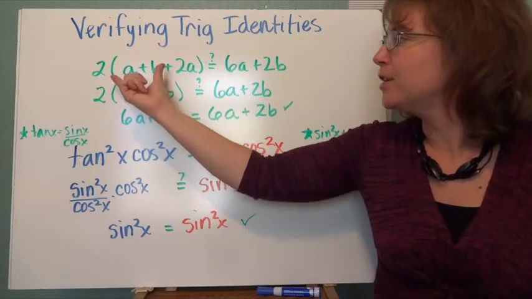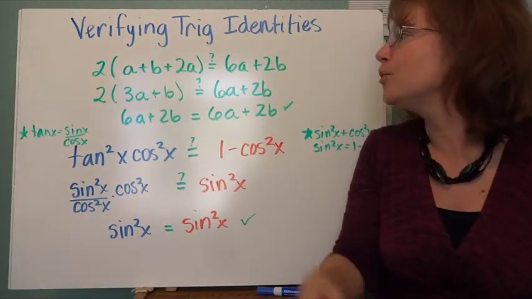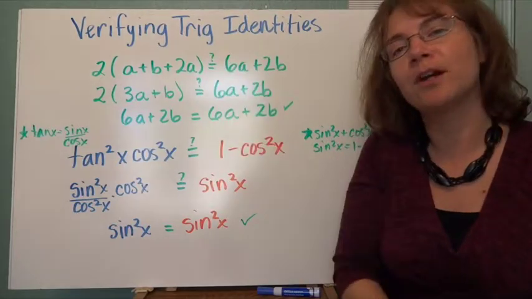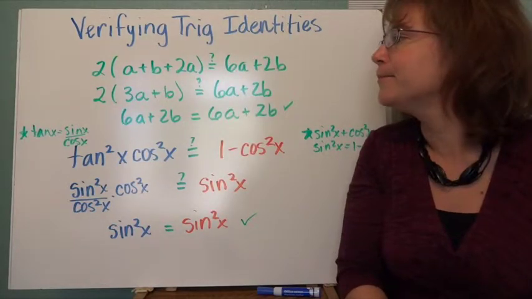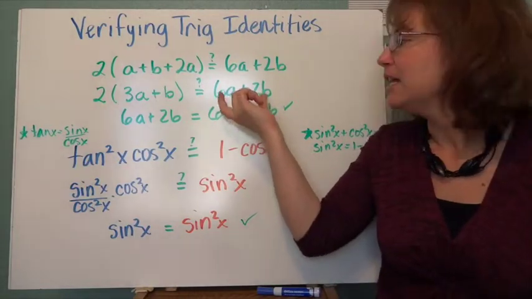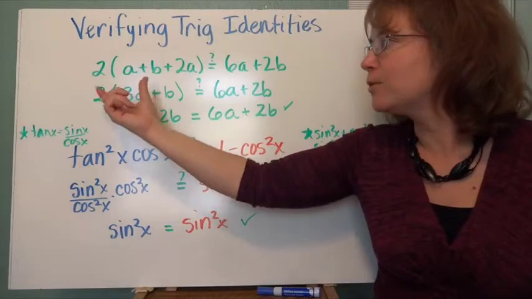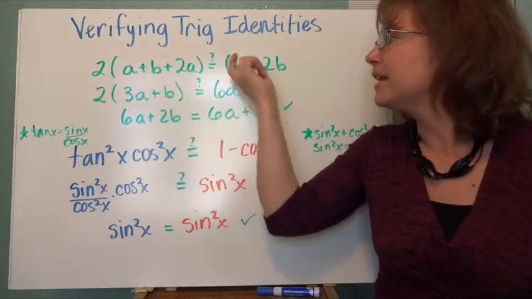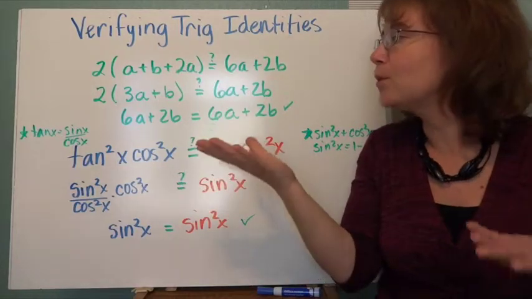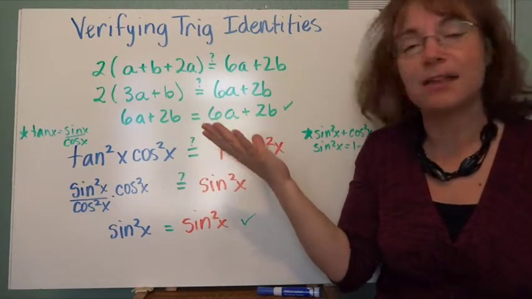So, for example, 2 times the quantity of a plus b plus 2a is equal to 6a plus 2b. And I put the question mark there because we haven't verified it. Now, we can do this lots of different ways. We could factor this one out over here, we could change this one around over here, and see if we can get two things that are equal as long as we continue doing what we're supposed to do mathematically.